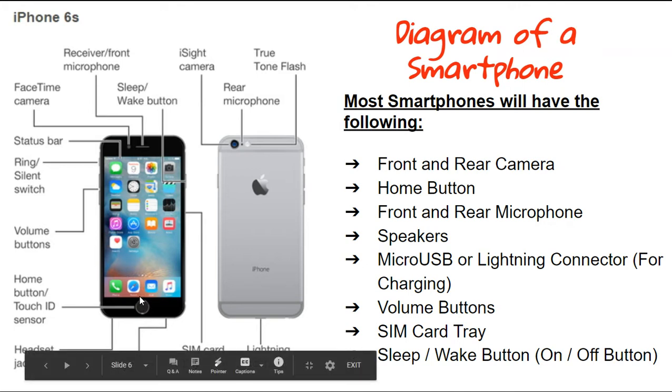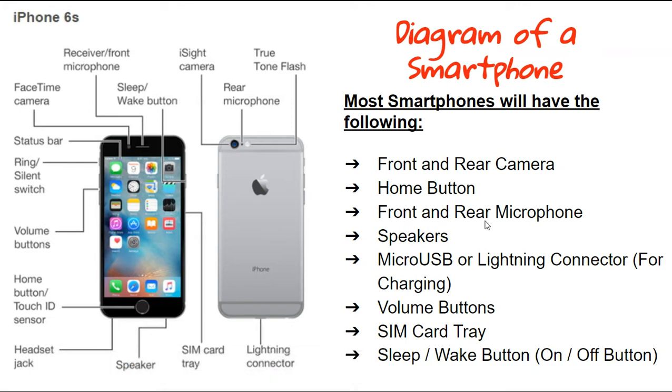And so just by putting your thumb or finger on a certain part of the screen, you are able to go to your home page or log onto the phone by unlocking it. A front and rear microphone so that you're able to talk to people on the phone and record your voice. Speakers so that you can hear, listen to music, listen to TikToks, whatever you're doing.